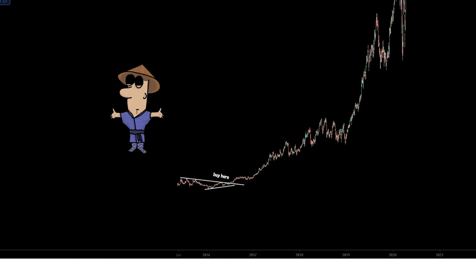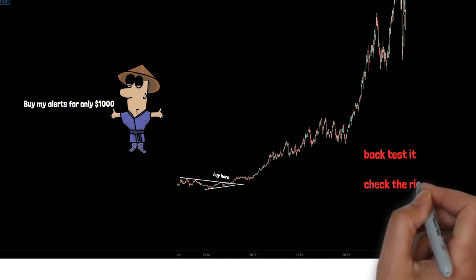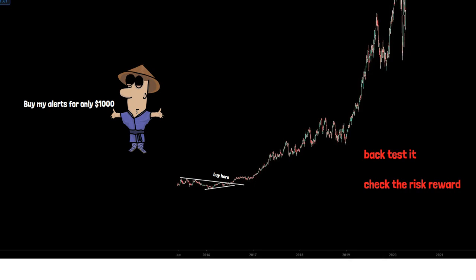Many fake gurus would charge you thousands for this basic information, which should be free. Simplicity is key to this strategy, and practicing with a demo account might be a good starting point. You can always backtest this strategy yourself to see what the win rate is like and what sort of risk-reward ratios you can expect. Just remember that every market is different. Some move slow and others move fast, so keep that in mind too.